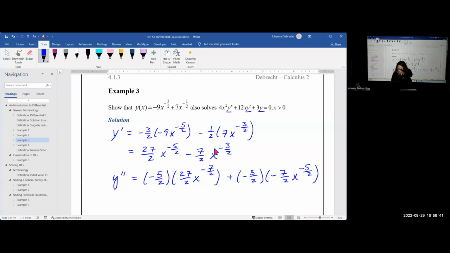So simplifying this, let's see, 5 times 27 would be 135, and it's going to be a -135 over 4, x to the -7/2, plus 21 over 4, x to the -5/2. And now we need to substitute this into our equation, which is right here. So let's go ahead and substitute that into our equation.